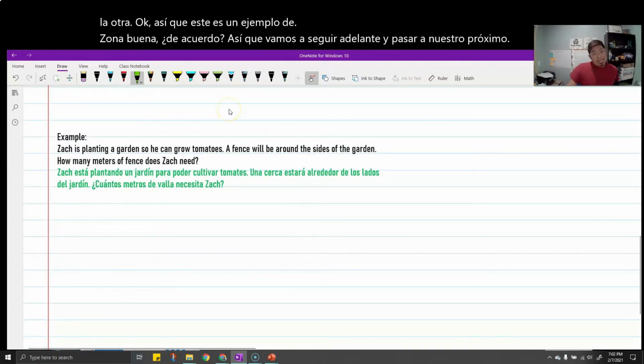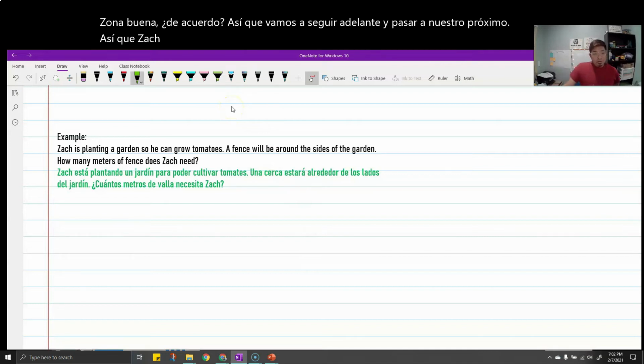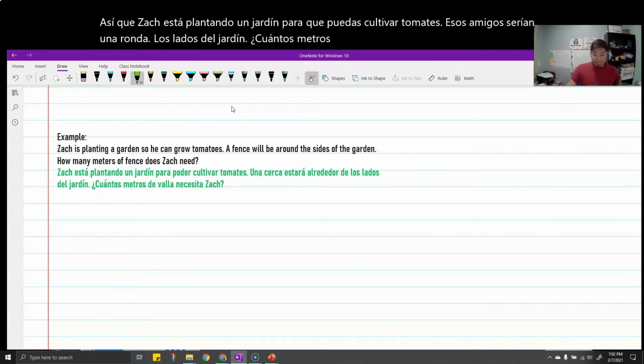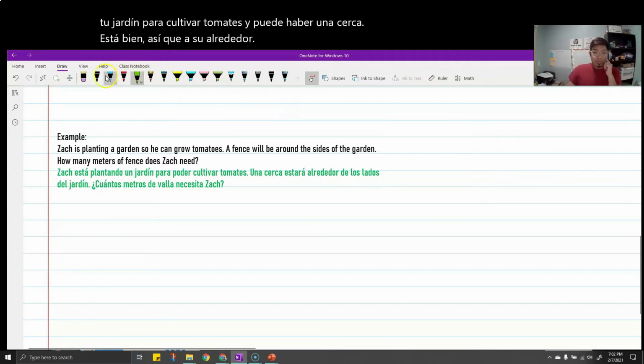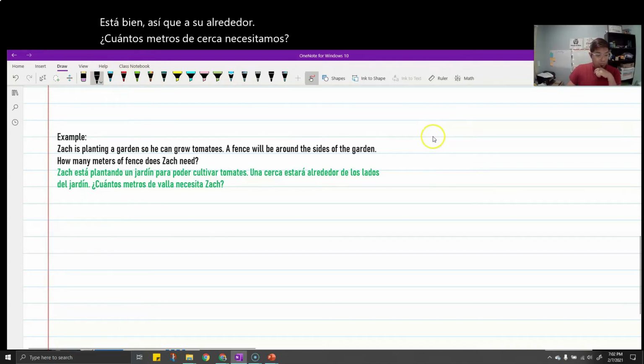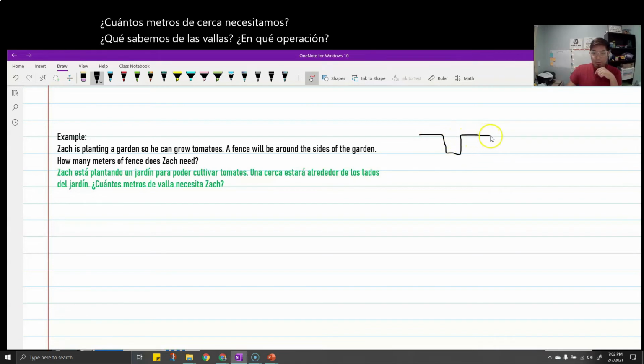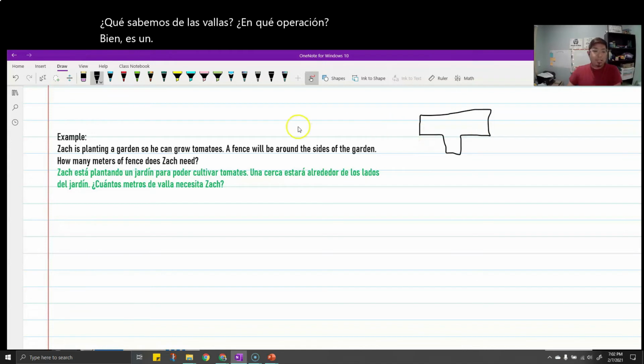So Zach is planting a garden so he can grow tomatoes. A fence will be around the sides of the garden. How many meters of fence does Zach need? Okay, so he's planting a garden to grow tomatoes, and there's going to be a fence around it. How many meters of fence do we need? So what do we know about fences? What operation is that? Good. It's a perimeter. This is a perimeter problem.